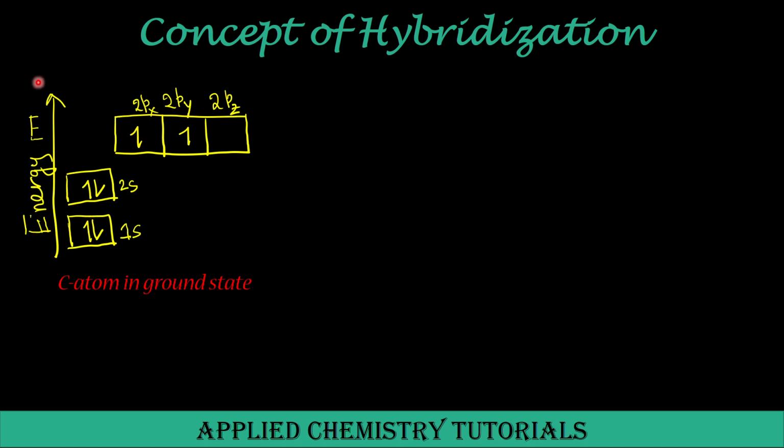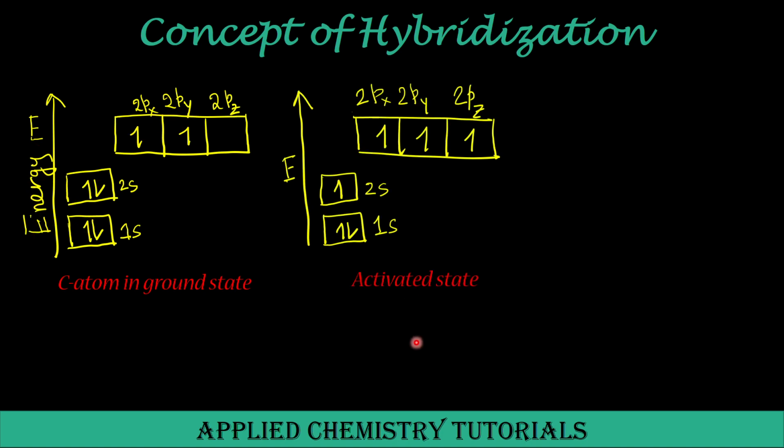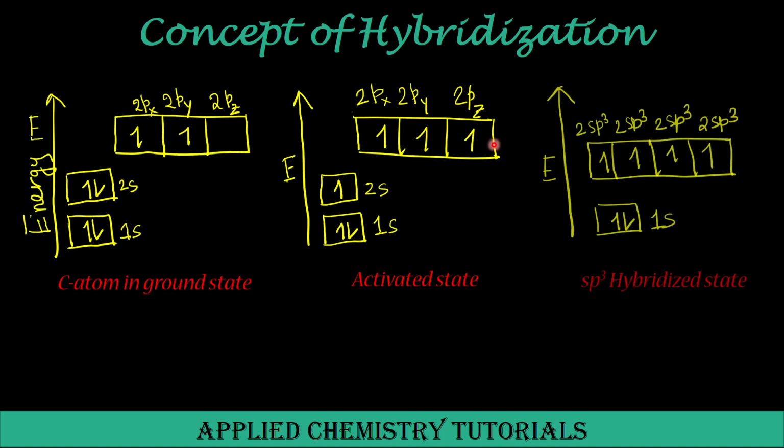This is the energy axis. Now in the activated state, one of the 2s electrons gets promoted to the 2pz orbital, which makes the total number of unpaired electrons 4. In the sp3 hybridized state, this one 2s electron and these three 2p electrons make up four sp3 hybrid orbitals.